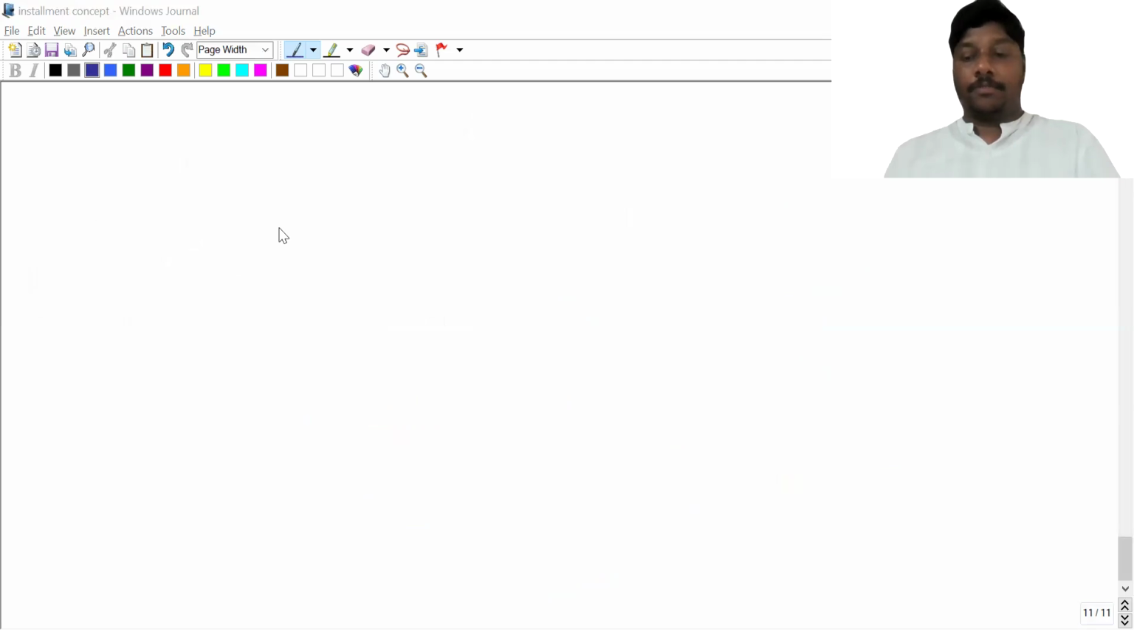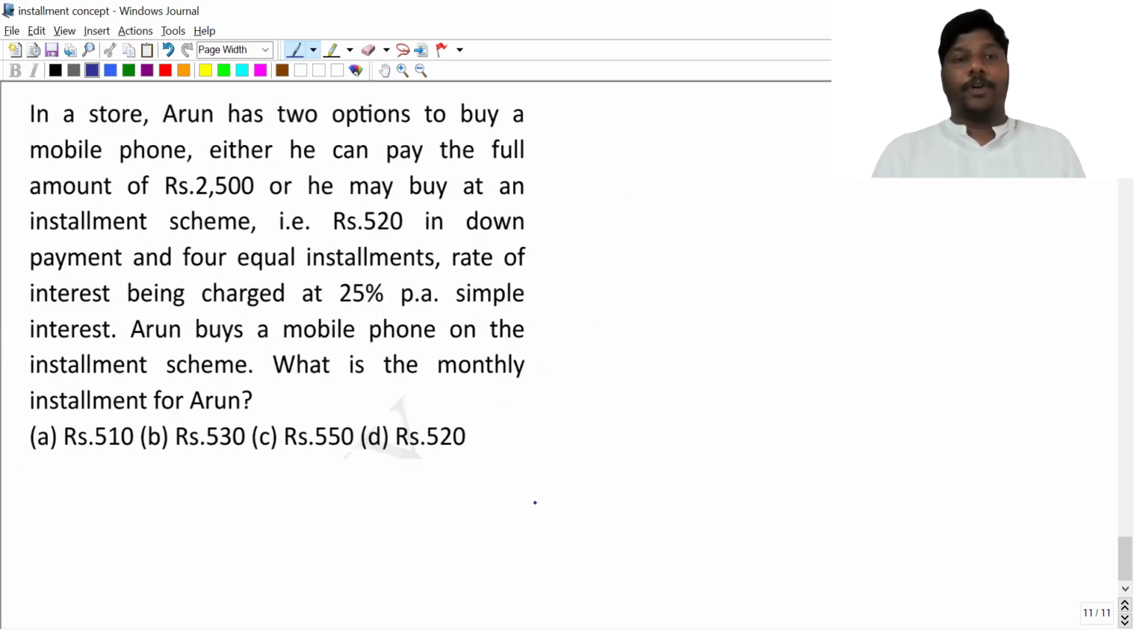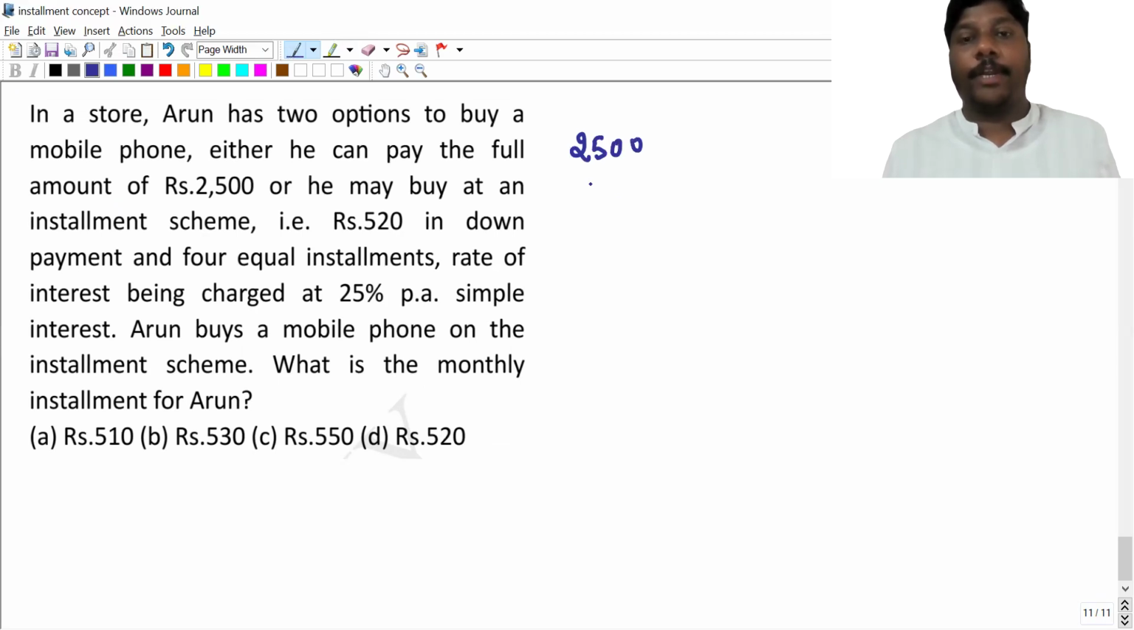Suppose sometimes they'll give you question based on down payment అని అంటాడు. అంటే చూడండి, in a store Arun has two options to buy a mobile phone. Either he can pay a full amount of 2500 or he may buy at an installment scheme 520 in down payment and 4 equal installment. ఇక్కడ మనం అర్థం చేసుకోవాల్సింది ఏంటంటే, అవుట్ ఆఫ్ 2500 లో హీఈస్ ఓన్లీ పేయింగ్ 520 రూపీస్ యాజ్ అ డౌన్ పేమెంట్. అంటే రిమైనింగ్ 1980 హీఈస్ బారోయింగ్. సో ఈస్ బారోయింగ్ కాబట్టి దిస్ ఈస్ వాట్ ఈస్ యువర్ ప్రిన్సిపల్.